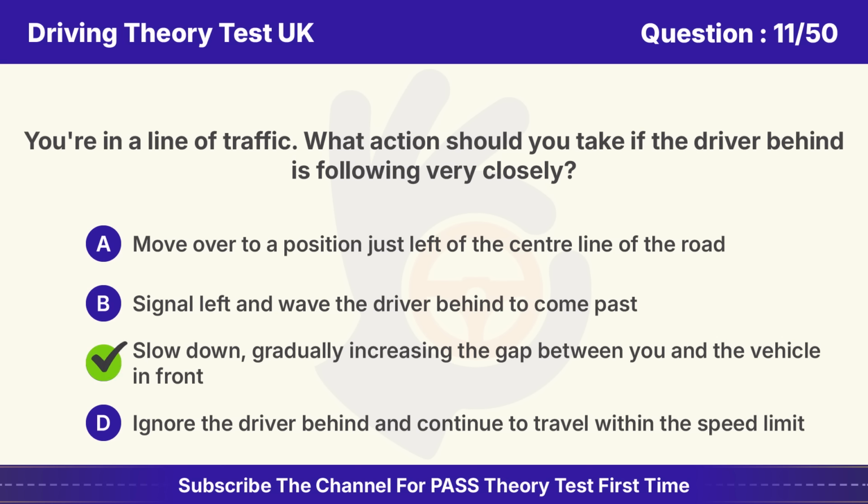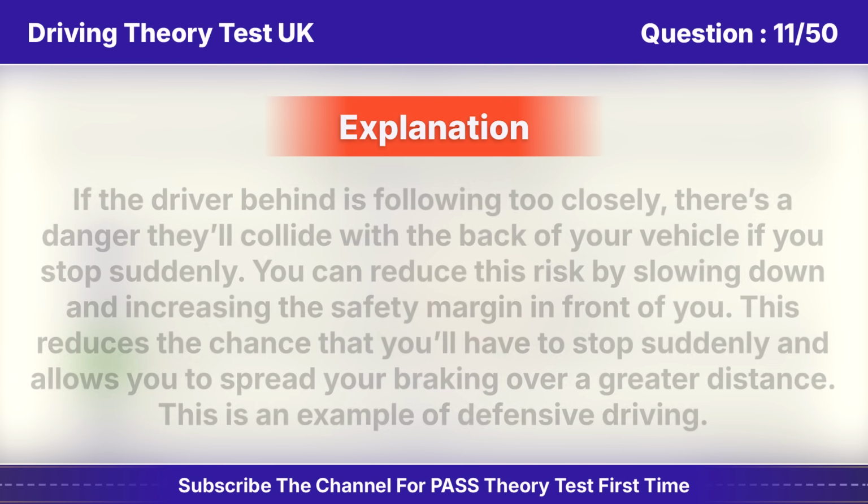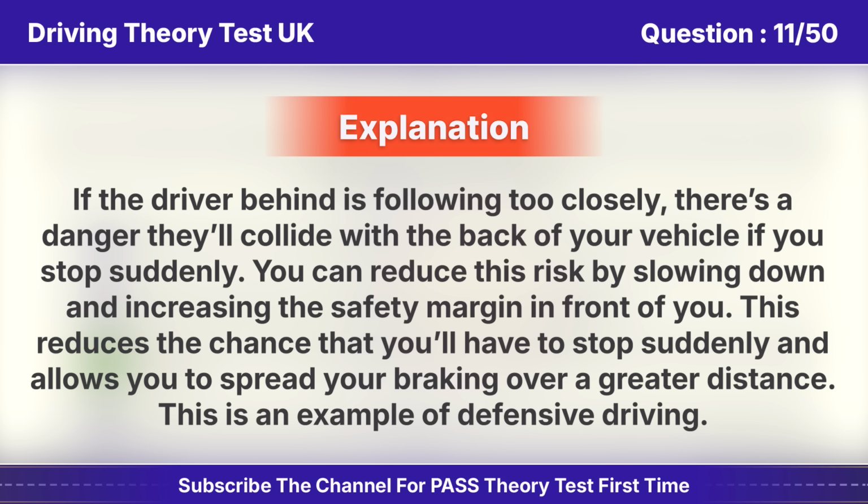Answer is C. Slow down, gradually increasing the gap between you and the vehicle in front. If the driver behind is following too closely, there's a danger they'll collide with the back of your vehicle if you stop suddenly. You can reduce this risk by slowing down and increasing the safety margin in front of you. This reduces the chance that you'll have to stop suddenly and allows you to spread your braking over greater distance. This is an example of defensive driving.